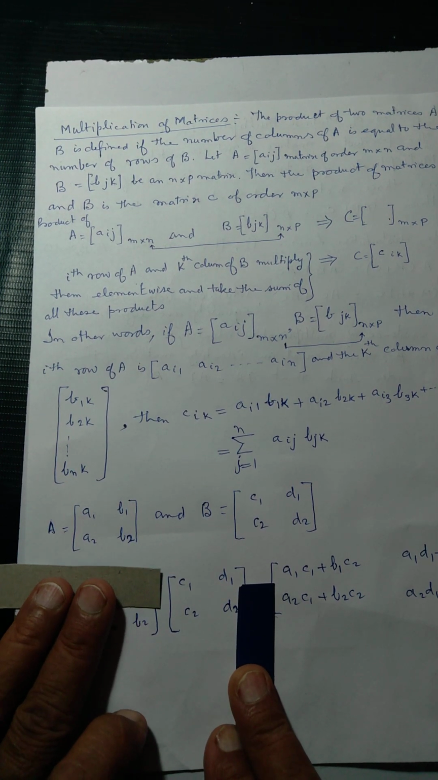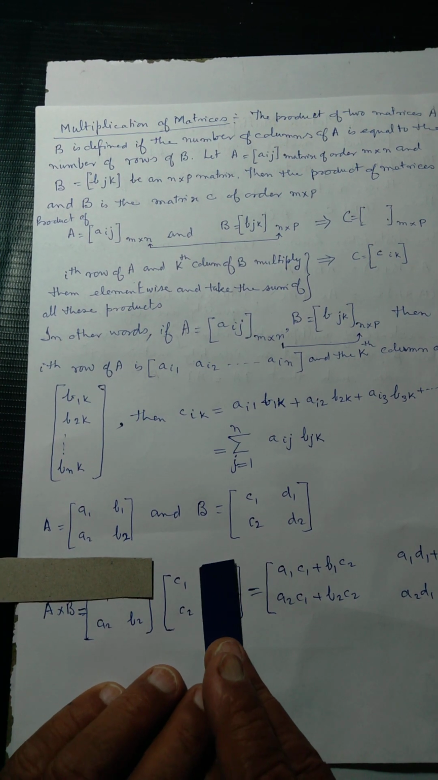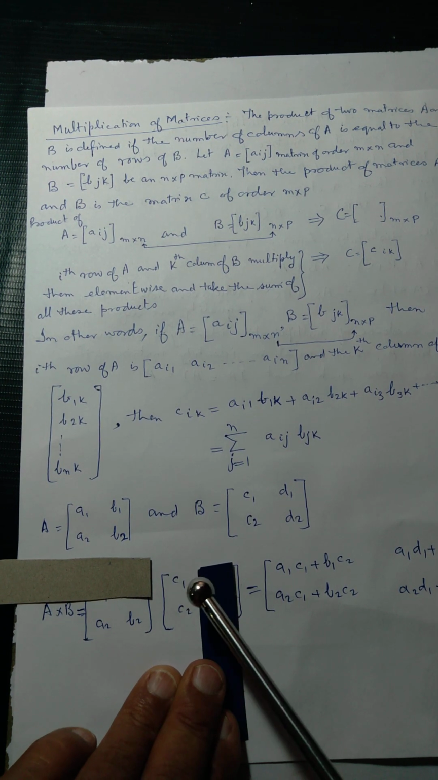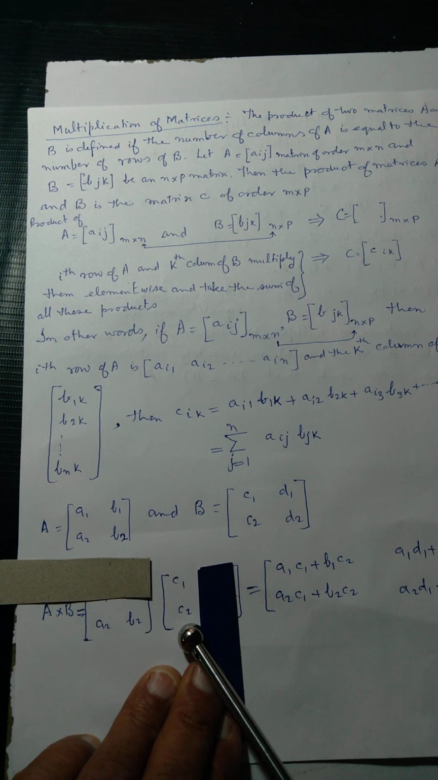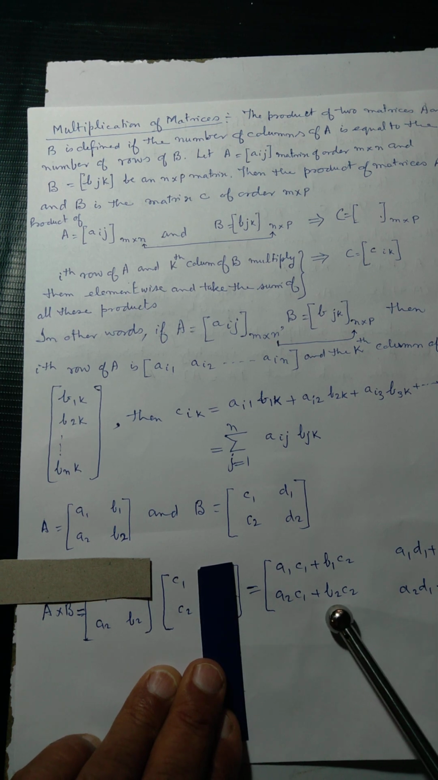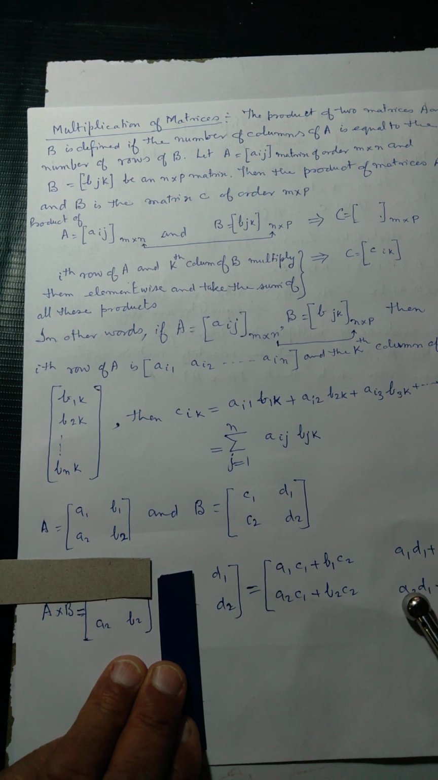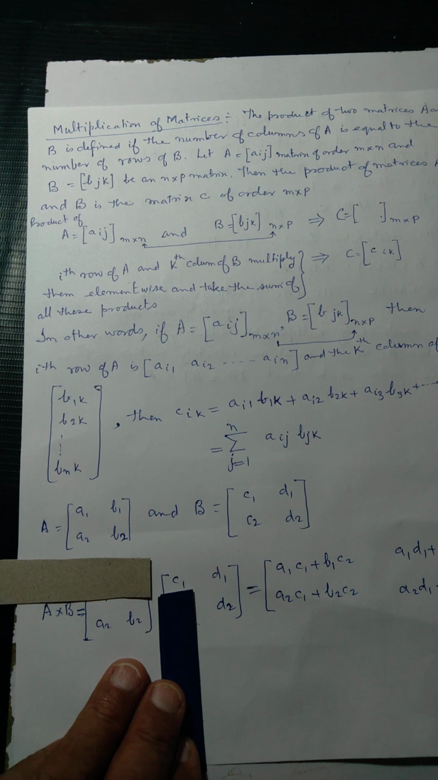Just open the second row of the first matrix and start column wise. Here I have written A2 C1, B2 C2. Now proceed for the next column: A2 D1, B2 D2. In this way, we will complete our multiplication.